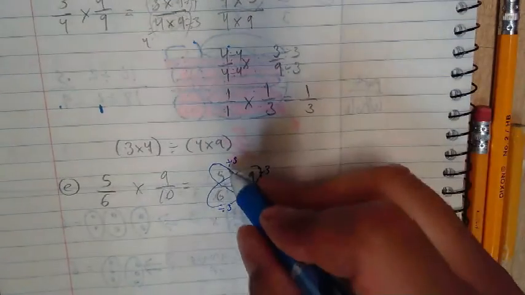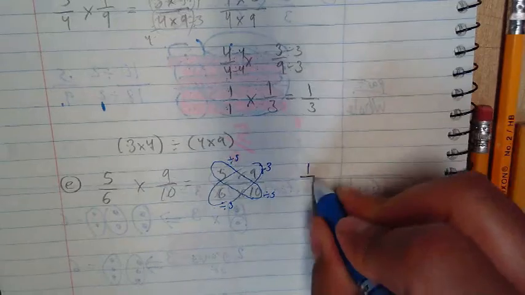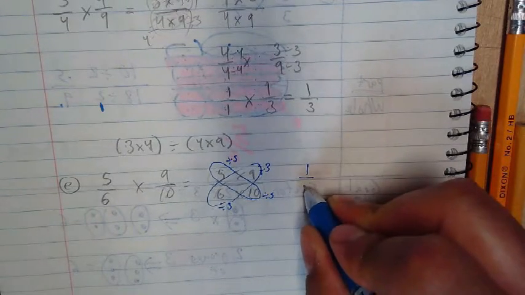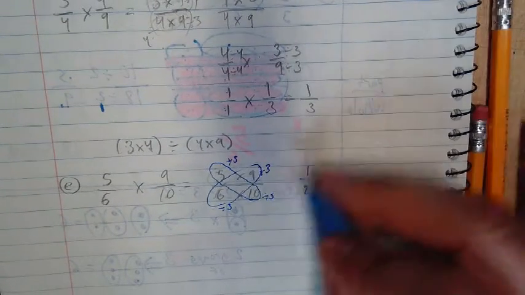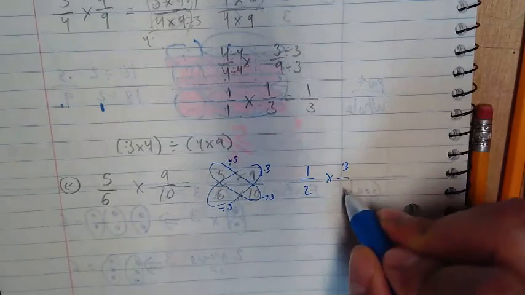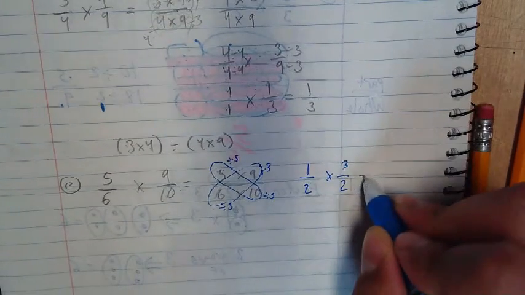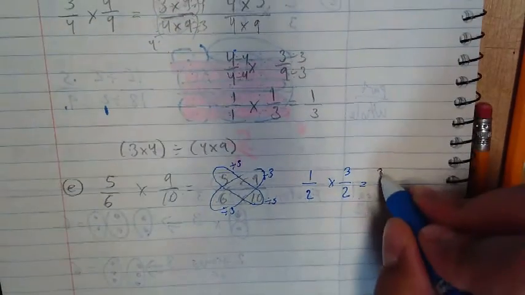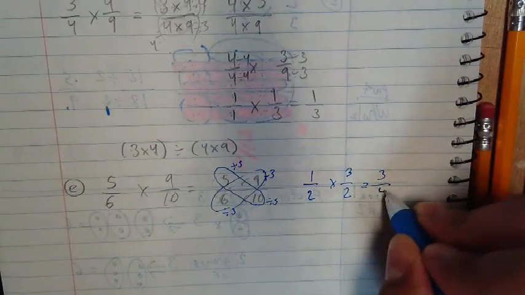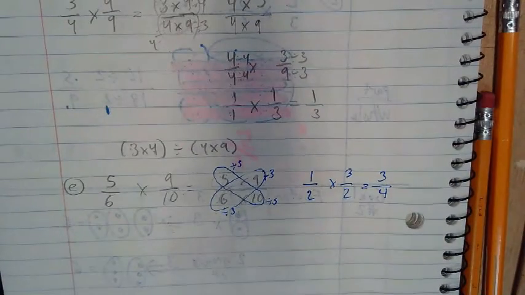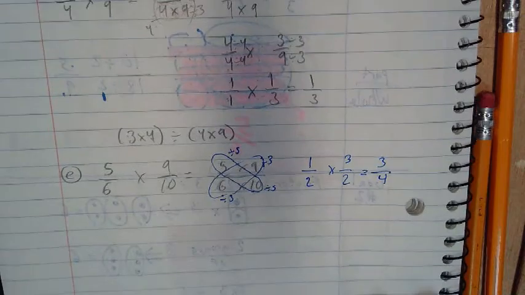Okay, 5 divided by 5 is 1. 6 divided by 3 is 2. 9 divided by 3 is 3. 10 divided by 5 is 2. 1 times 3 is 3. And yes, I know I should be using pencil. Kind of got excited in the moment. And there it is. Okay.